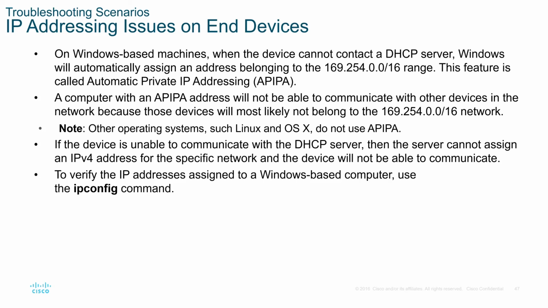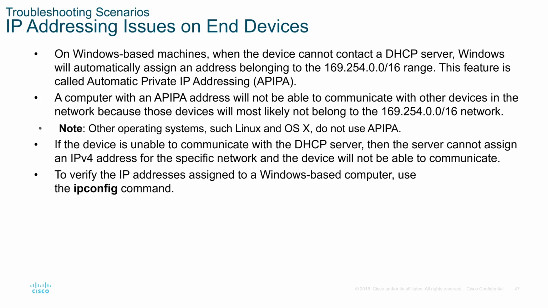On end devices, on a Windows-based machine, when the device cannot contact the DHCP server, Windows will automatically assign an address belonging to the 169.254 range, the link local feature in IPv4. And this feature, although not being called link local, in Windows is referred to as automatic private IP addressing, or APIPA. A computer with the APIPA address will not be able to communicate with other devices in the network because those devices will most likely not belong to that network.